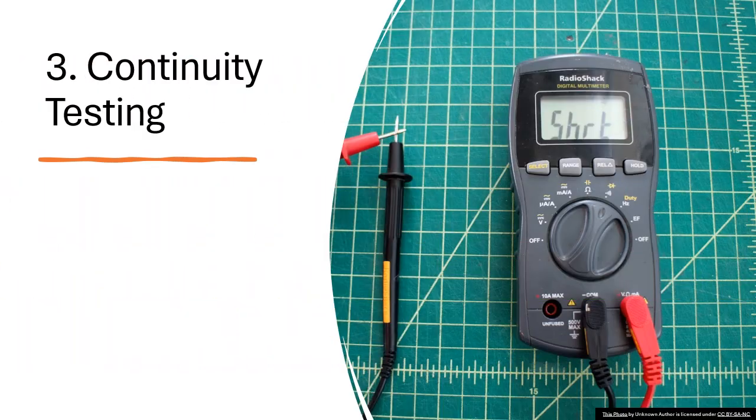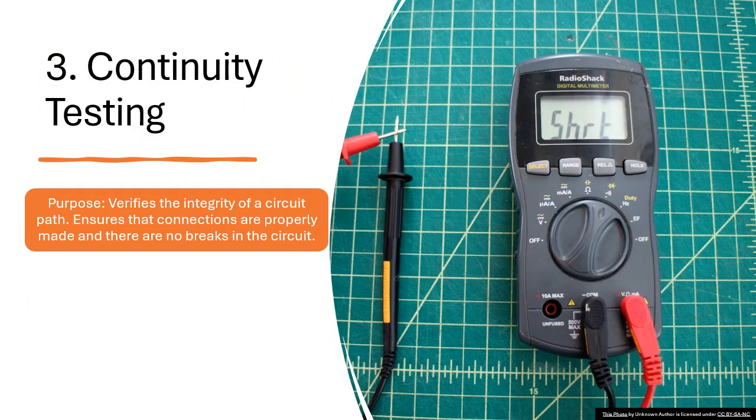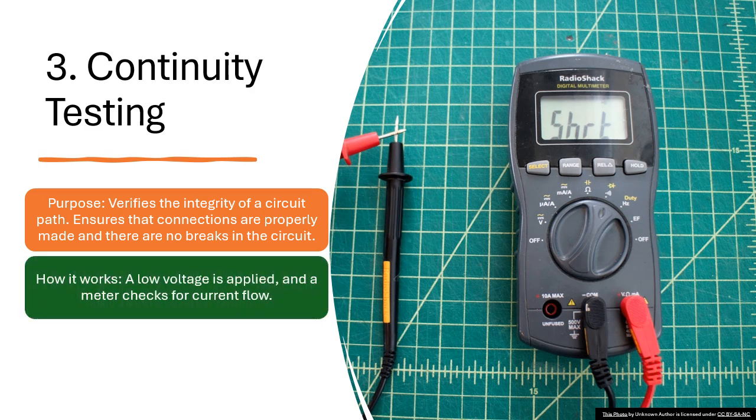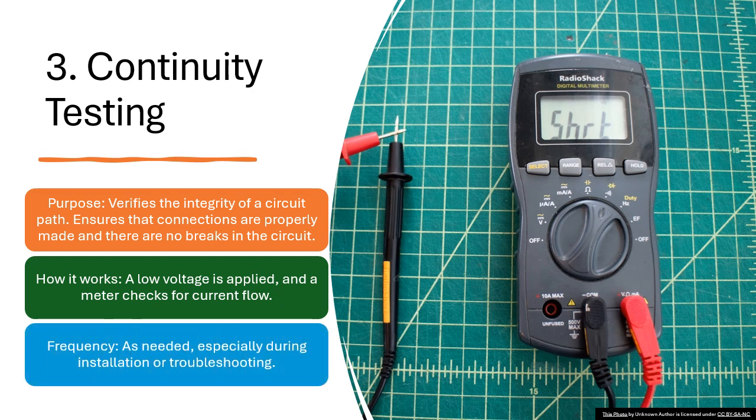3. Continuity testing. Purpose: verifies the integrity of a circuit path. Ensures that connections are properly made and there are no breaks in the circuit. How it works: a low voltage is applied, and a meter checks for current flow. Frequency: as needed, especially during installation or troubleshooting.